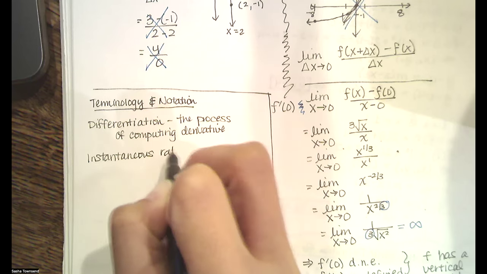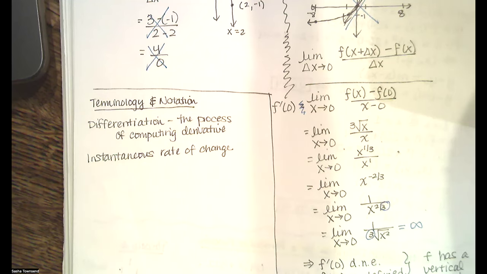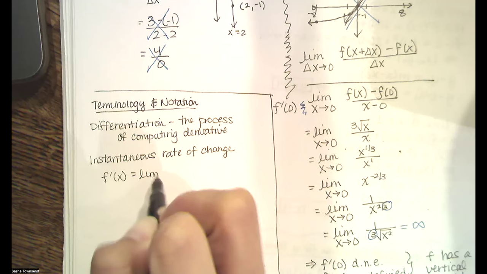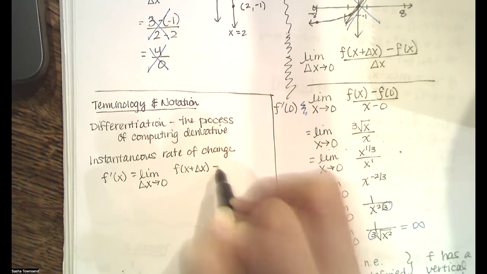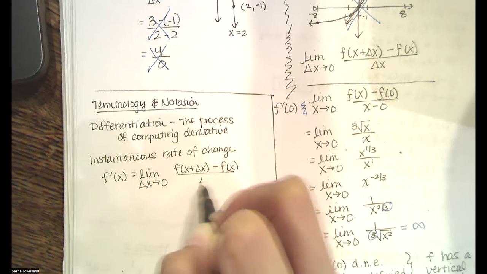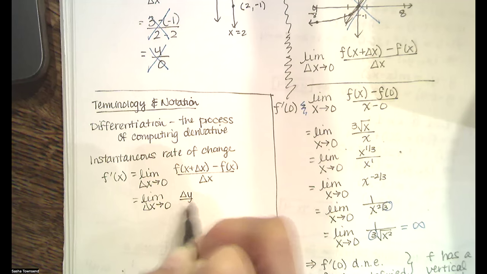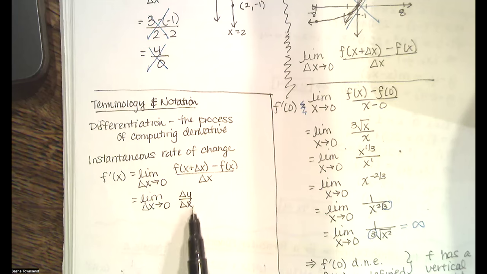Now, we tend to use this terminology, instantaneous rate of change, when we're talking about applications of derivatives. Everything that we've talked about so far has been geometric. We're saying, okay, the slope of the function at a particular value of x is equal to this limit of the slope of the secant line. But this is the limit as delta x approaches zero of the change in y over the change in x. So this is telling us how fast y changes as x changes at a particular x value.